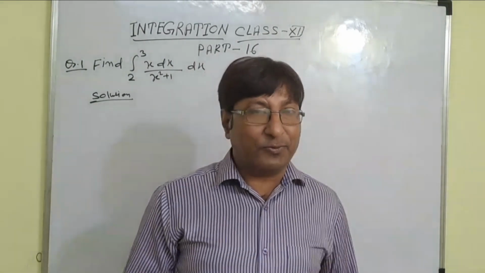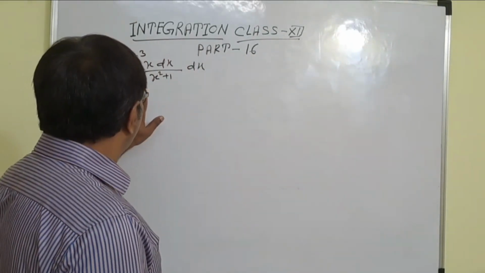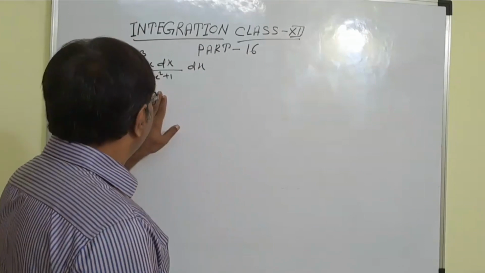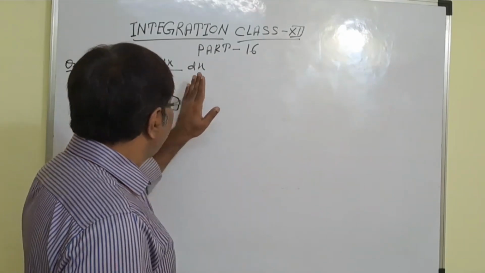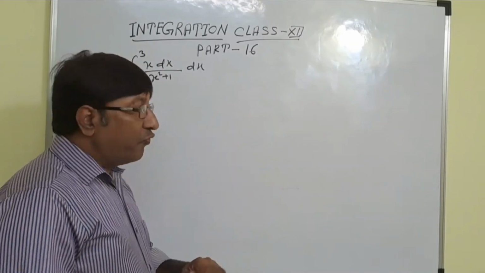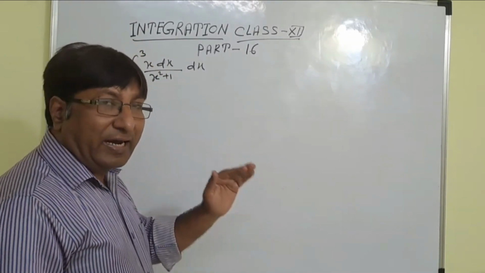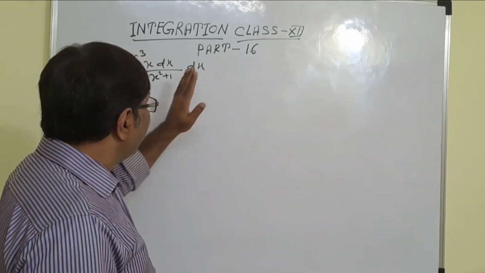Let us see the question. Here the question is: integration from 2 to 3 of x dx upon x square plus 1. So this is a definite integration. First we will find the integration of the given function, and after that we will put in the limits.